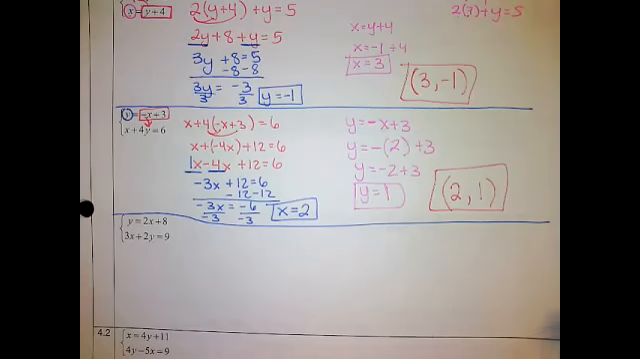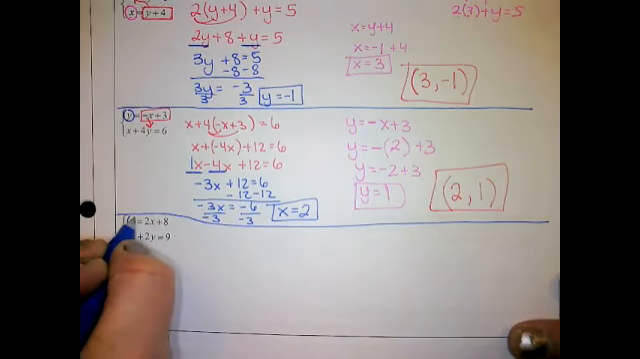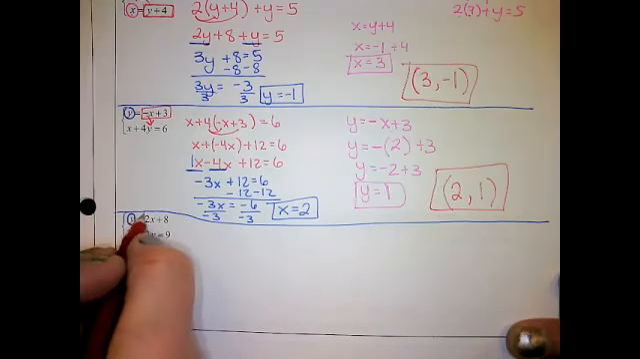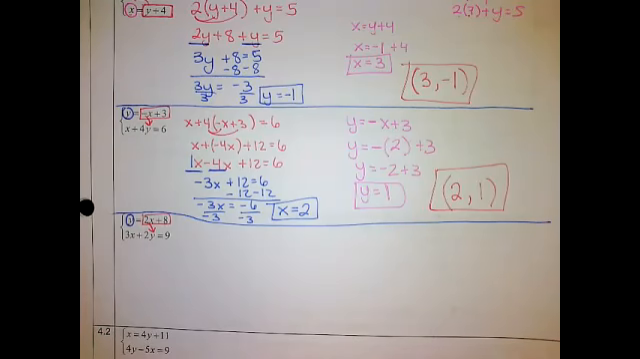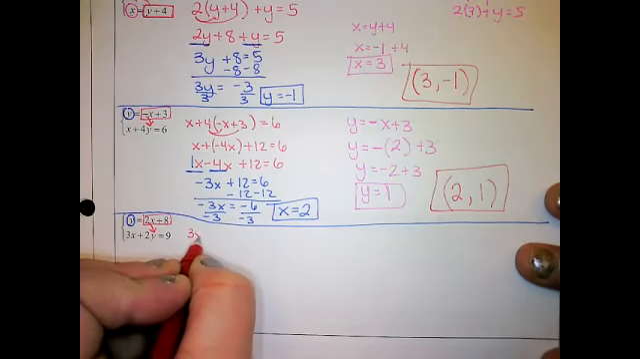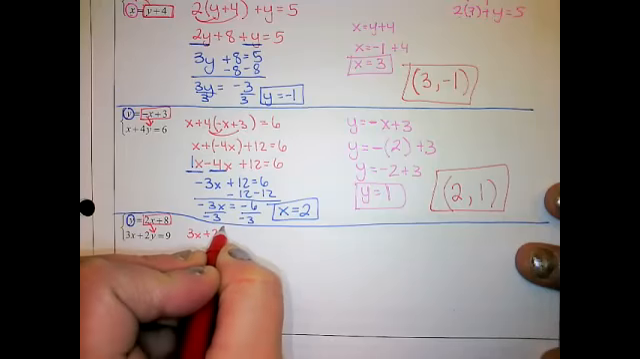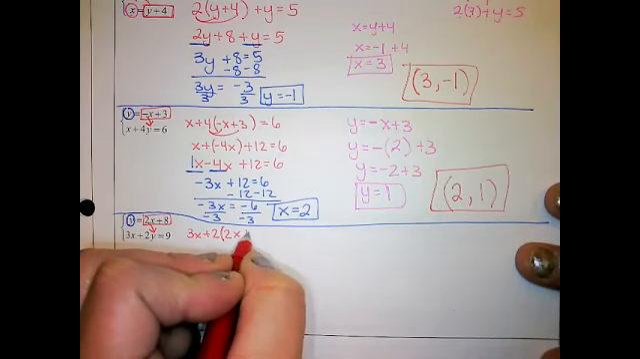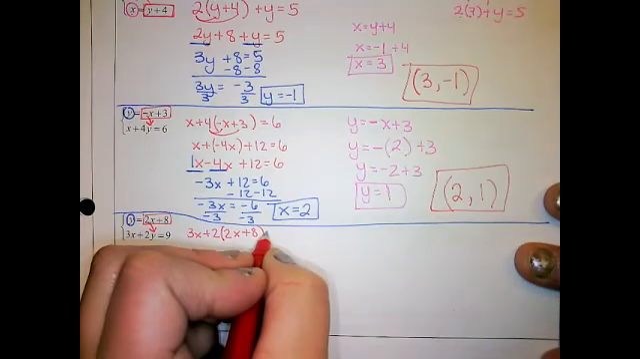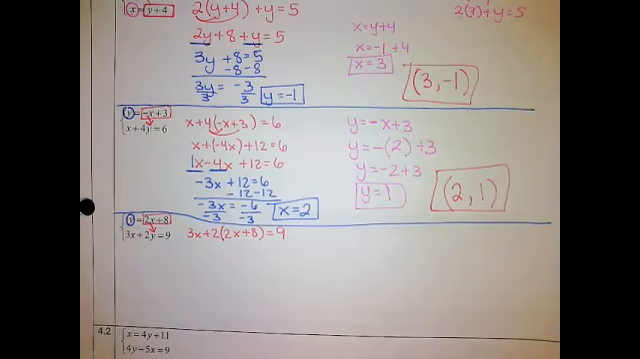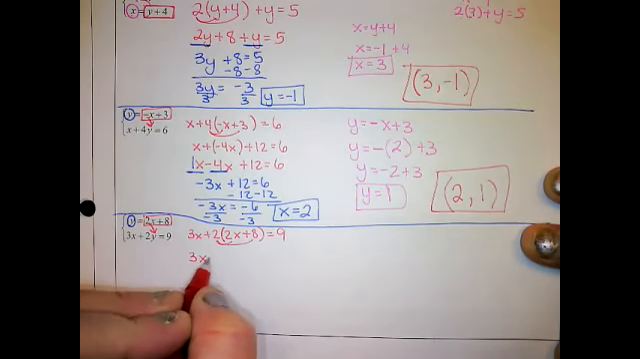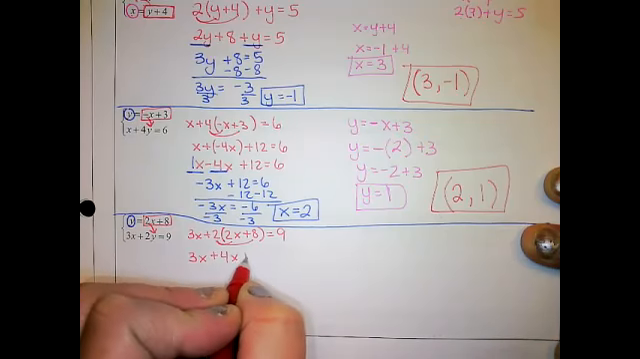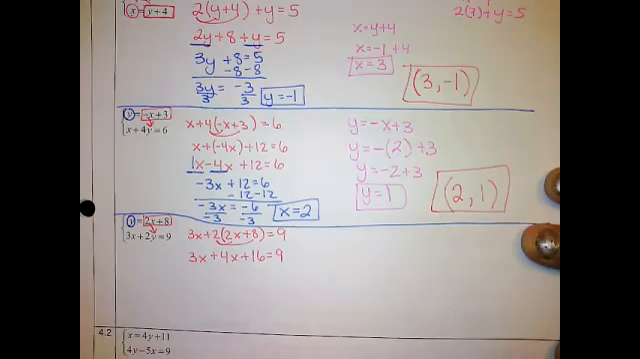Go ahead and take a look at this next one. Okay, so I have y equals 2x plus 8. So anywhere I see a y in the other equation, I'm plugging 2x plus 8 in. So I have 3x plus 2 times y, but instead of y, it's 2x plus 8. And then I have to finish writing that equation. So now I'm going to distribute. So 3x plus 4x plus 16 equals 9.